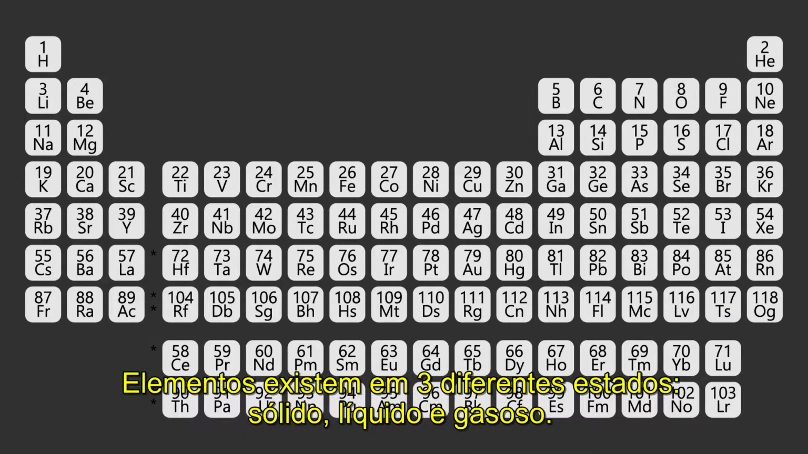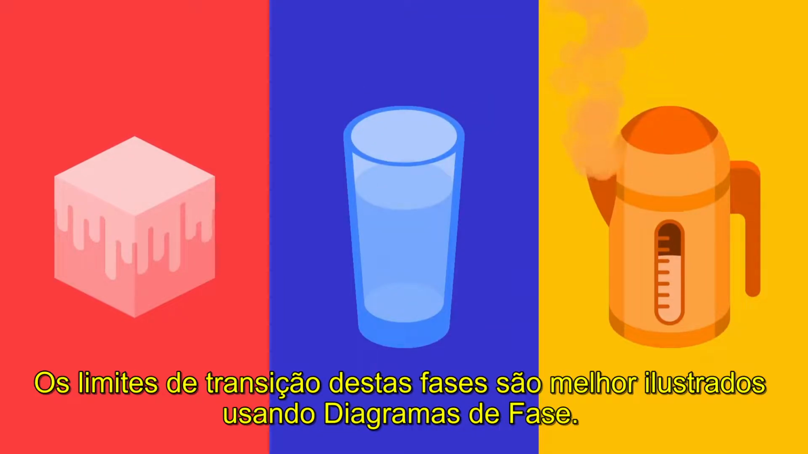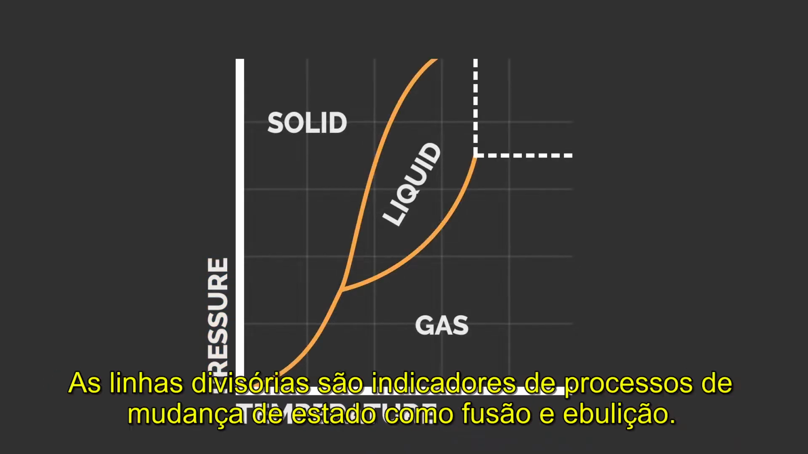Elements exist in three different phases: solid, liquid, and gas. The boundaries of these phases are best illustrated using phase diagrams. Phase diagrams allow us to predict the element's phase based on the temperature and pressure of its environment. The dividing lines are indicative of physical processes such as melting and boiling.